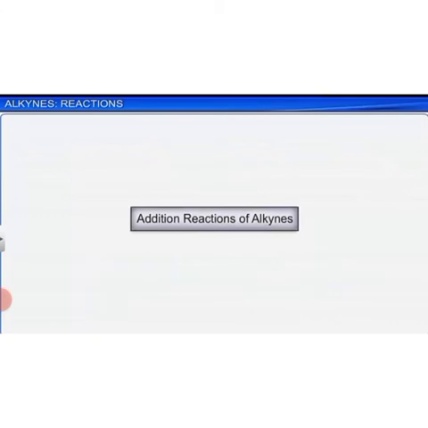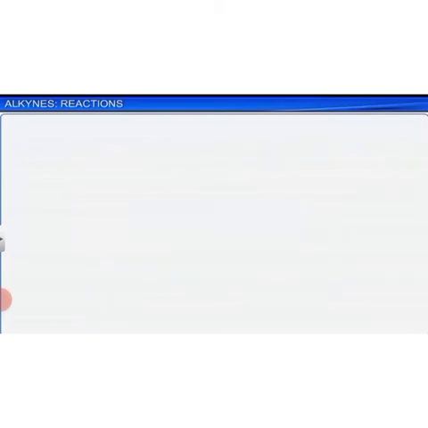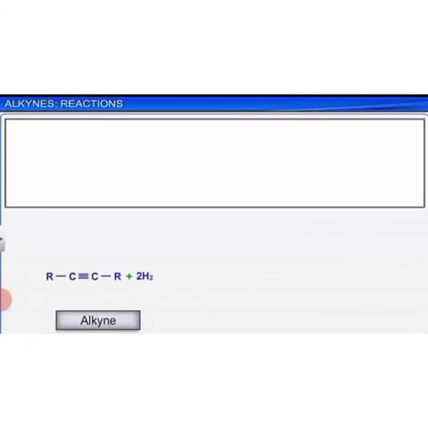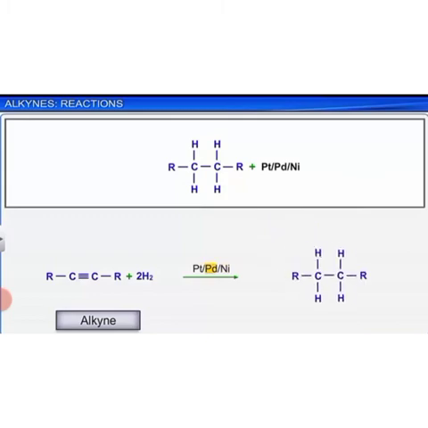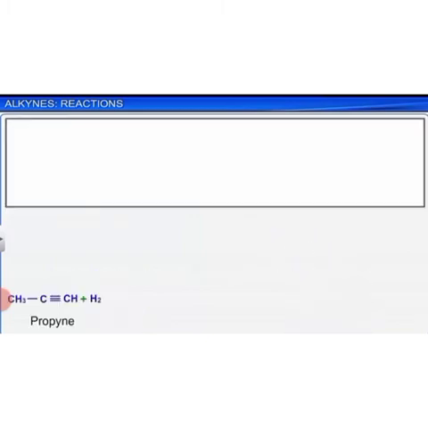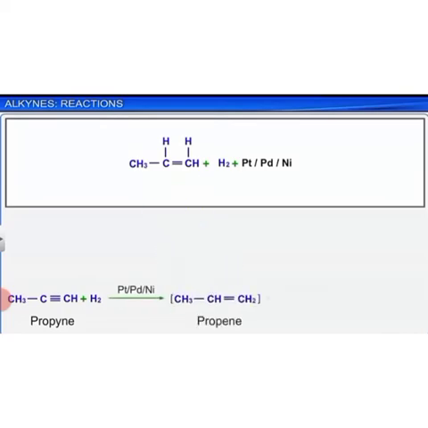An alkyne reacts with two molecules of dihydrogen in the presence of suitable catalysts like finely divided nickel, platinum, or palladium to form the corresponding alkane. For example, propyne reacts with two molecules of dihydrogen in the presence of finely divided nickel as catalyst to form propane.